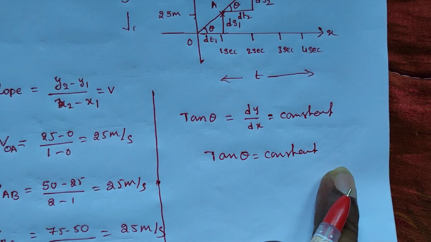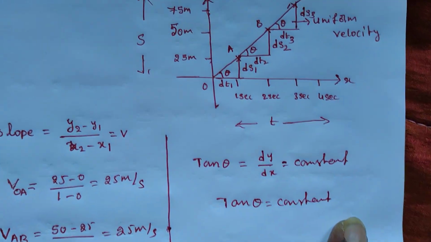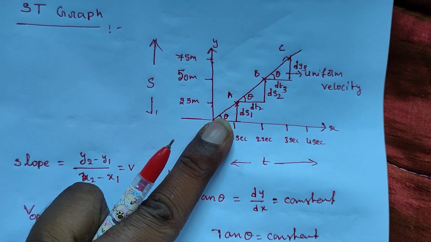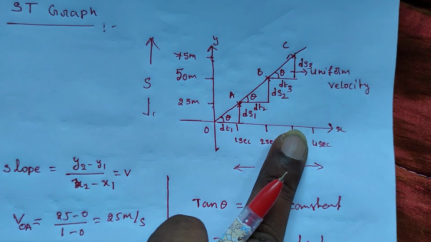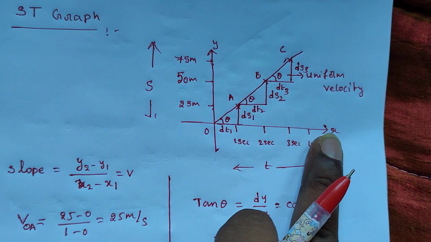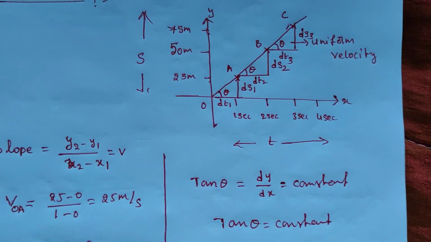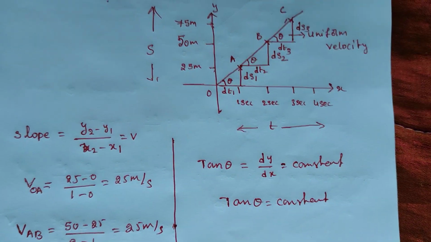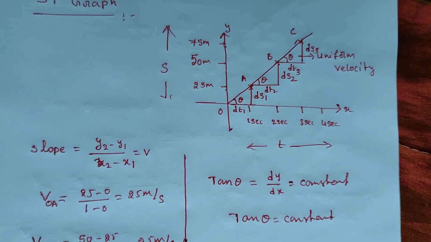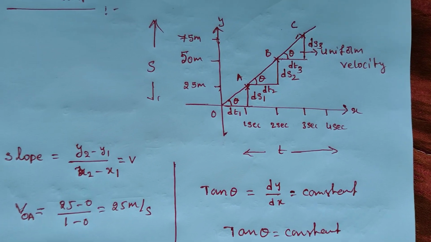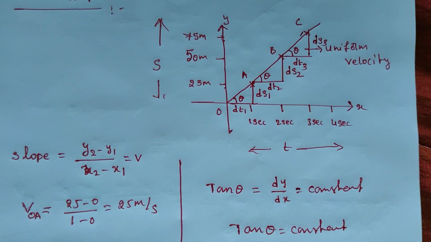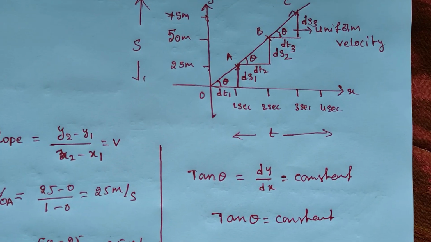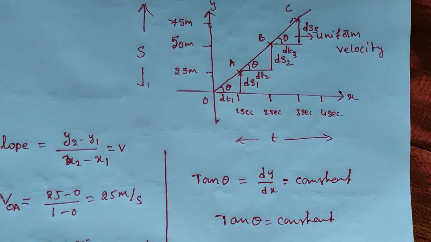Okay, what is the meaning of tan theta equal to constant? So here the angle of slope does not change. The angle of slope does not change with respect to the x-axis. Okay, do you identify this point? Okay, so for uniform velocity, the angle of slope never changes its value, always fixed only. Okay, I can give one more example for you.